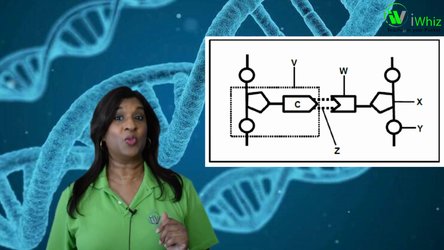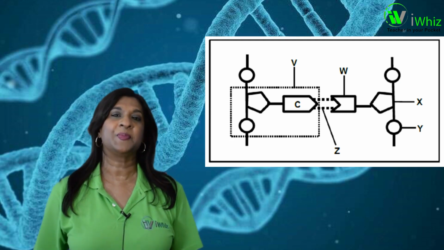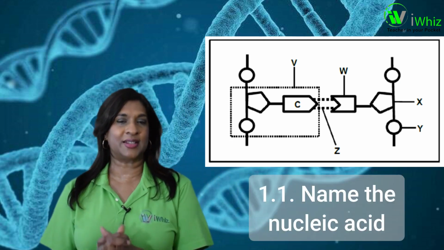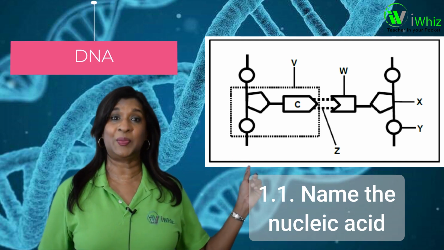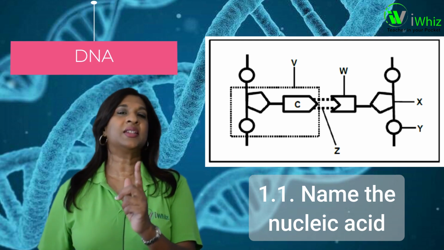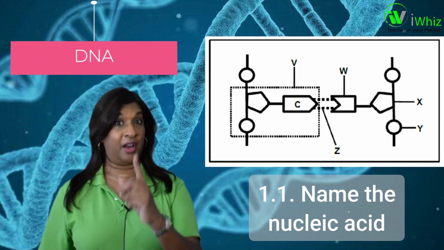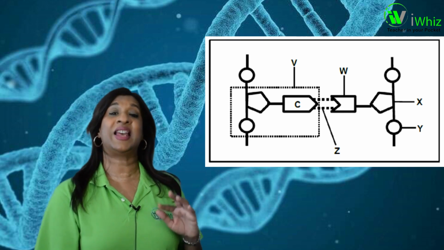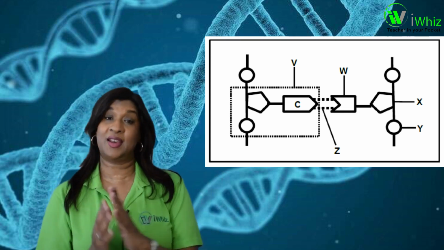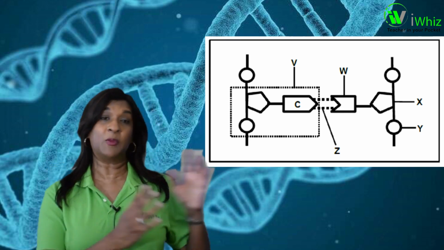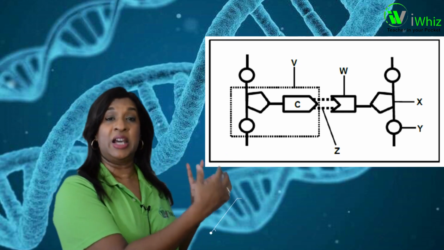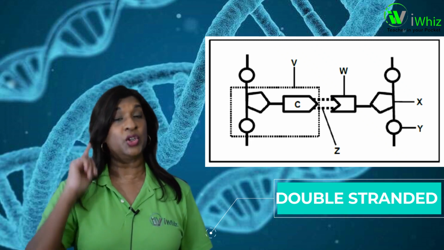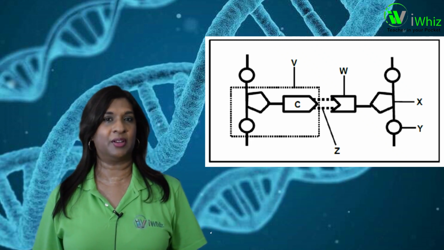So let's now look at the questions based on it. So the first question is, name the nucleic acid. It's DNA. Now, it doesn't tell us to give a reason for it, but I'm asking you, what allows us to identify this as DNA and not as RNA? Well, it should be obvious. It's double-stranded, and RNA is not. And this is something you would have learned in grade 10 as well, right?